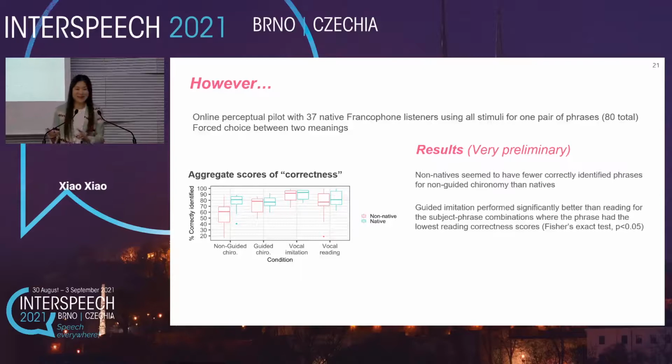However, I'm out of time, and anyway, we did this tiny online perceptual pilot study, and we did find a few differences between non-native and native subjects. More specifically, for vocal reading, there are some phrases where the non-native subjects made some mistakes, and for those phrases, the guided chironomy performed significantly better.